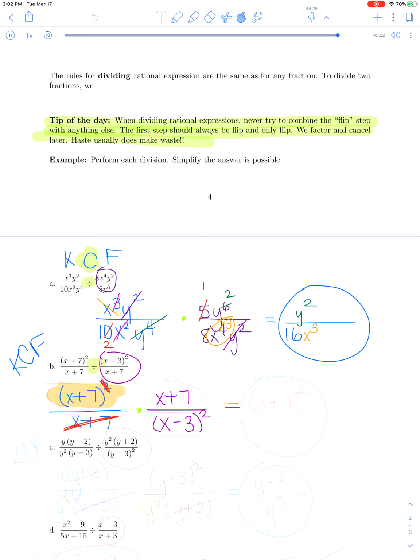I've still got an x plus 7 on the top of one and an x plus 7 on the top of the other. So when they get multiplied together, I'll still have two x plus 7s on the top, which means I can still keep them as squared. And I still have an x minus 3 squared on the bottom. Again, this is saying I've got two x plus 7s on the top and two x minus 3s on the bottom. They are not identical, so they cannot be canceled. That is your final answer. It's completely reduced as is.